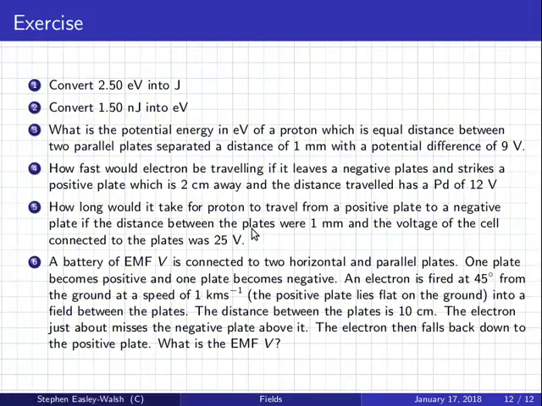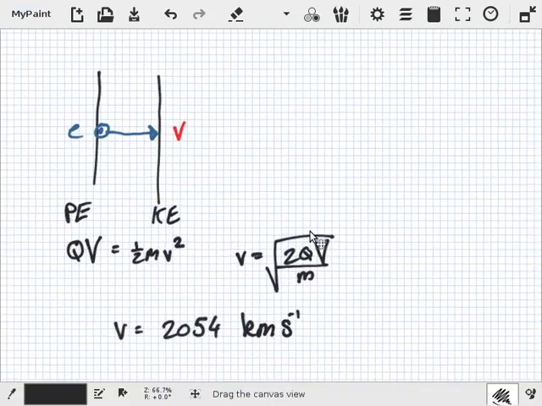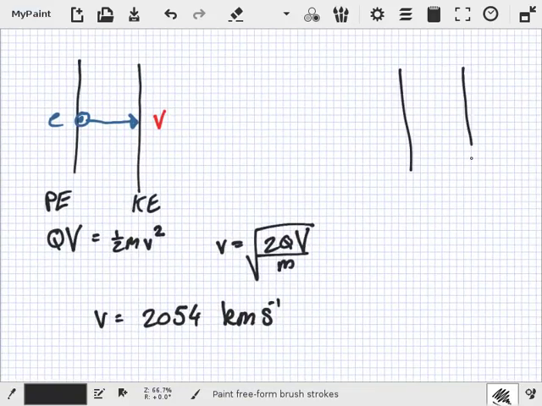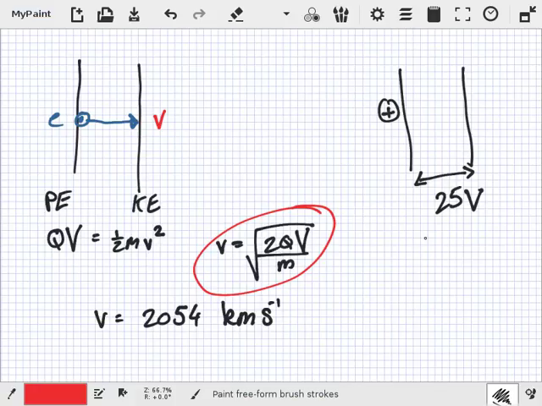How long would it take for a proton to travel from the positive to the negative if they're 1 millimeter apart and the voltage is 25 volts? You actually realize it's kind of the same picture, except this time it's just a proton, but that doesn't make any difference. In fact, what is the only difference here? This is 25 volts. So I could actually use this formula again.